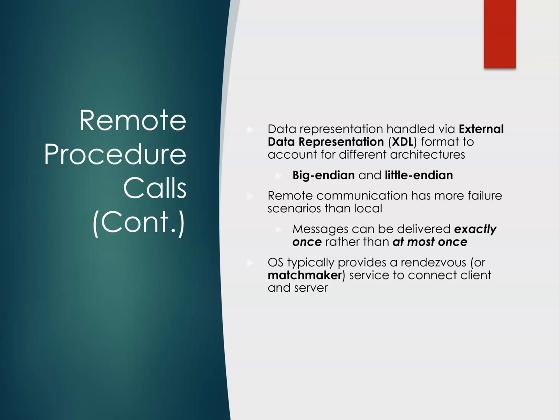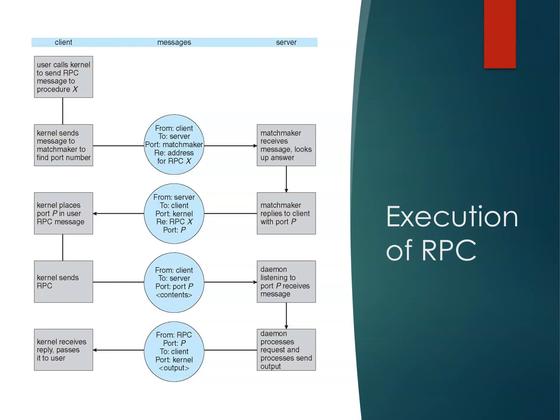OS typically provides a rendezvous or matchmaker service to connect the client and server. So here's the execution. User calls kernel to send an RPC message. Kernel sends message to matchmaker to get a port. Matchmaker receives messages, looks up an answer. Matchmaker replies to the client with its port. Kernel places P in the message. It sends the message. The daemon listening to the port receives it, processes it, and sends the result back.